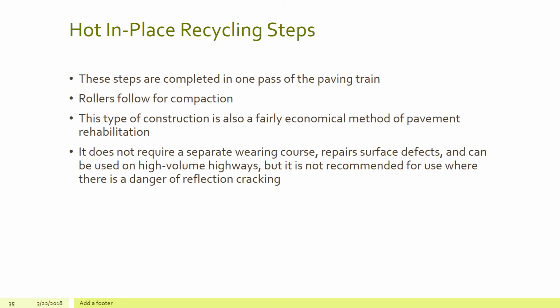These steps are completed in one pass of the paving train, or the paving machine that we normally see. Rollers follow for compaction. This type of construction is also a fairly economical method of pavement rehabilitation. It does not require a separate wearing course, repairs surface defects and cracks, and can be used on high volume highways, but it is not recommended for use where there is a danger of reflection cracking.